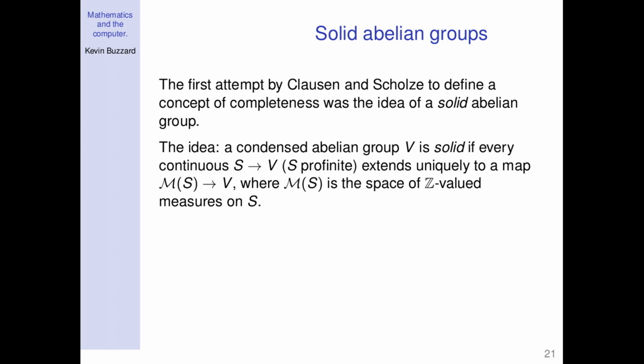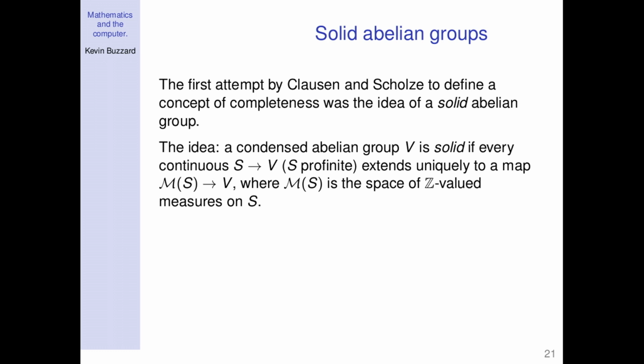And so in brief, what's the idea here? We've got a condensed abelian group V, and this condensed abelian group is going to be solid if S is any, well, I'm going to stick to pro-finite. I'm not sure if this is true for compact Hausdorff, which is why I mentioned pro-finite. V is solid if you have an arbitrary pro-finite set S and an arbitrary continuous map from this pro-finite set to your condensed abelian group. And the idea is that map should always extend to some slightly bigger space, the space of measures on S.